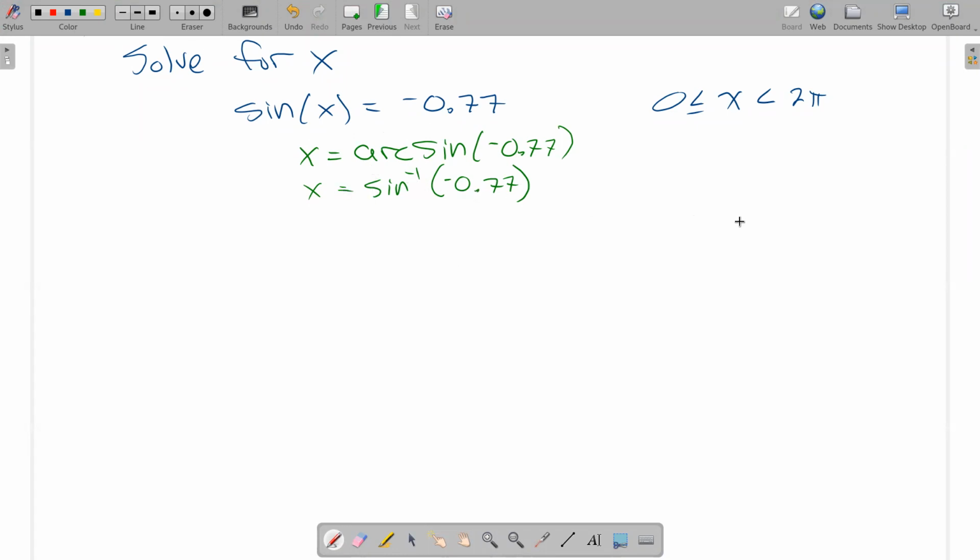What is that going to give me? So think about the unit circle for a minute. On the unit circle, the sine is a y value. So if this is negative 1 there, that's 1 for y. Negative 0.77 is going to be around right there. That y value leads to this point over here, or that point over there.